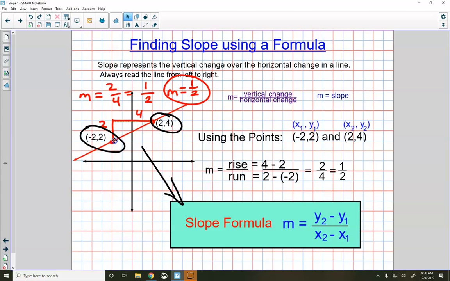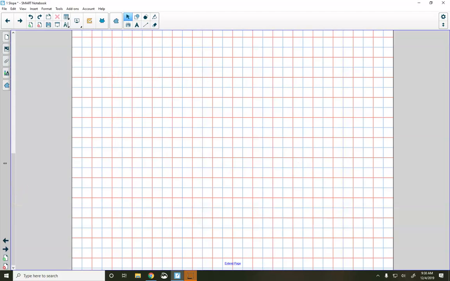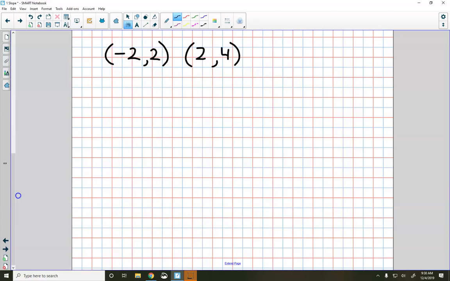And let's extend our page. So we have the coordinate points of (-2, 2) and (2, 4). Just to recap, our slope formula was m equals y sub 2 minus y sub 1 over x sub 2 minus x sub 1. We're going to talk about where that formula comes from too. But first we need to label something. You have to figure out what the y sub 2, y sub 1, and x sub 2 and x sub 1 are. We're going to look at our first coordinate, (-2, 2).